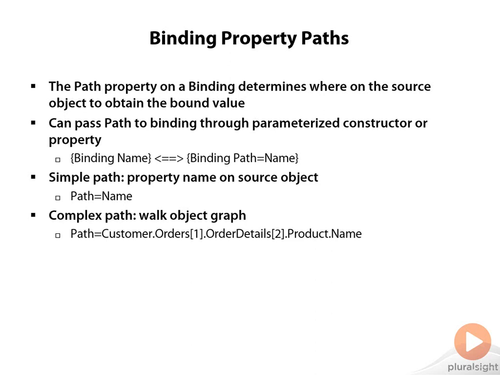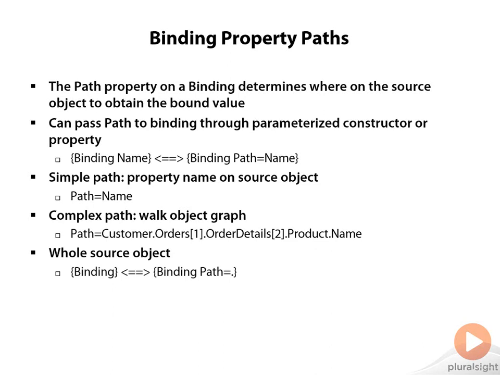Then the order object that you obtain can have a collection of order details, so we can dot down to that. We could reach into that collection and grab out the third object from the order details collection. On that order detail object, it may have a product related object. We can dot down to that, and then finally dot down to the name. Once we get down to a discrete value that we're trying to set through our binding, we're ready to go.